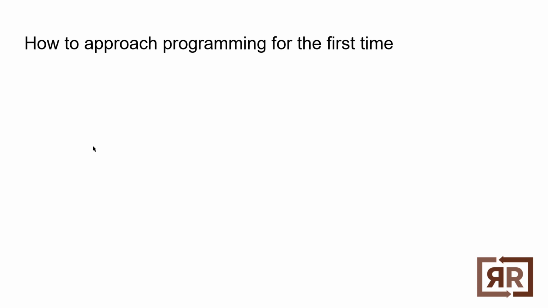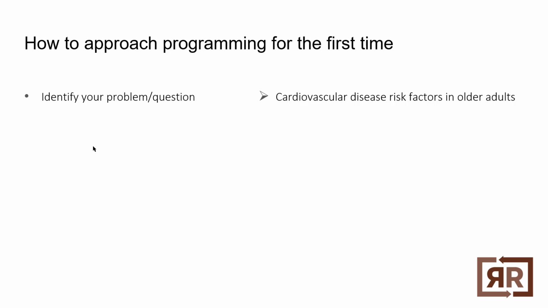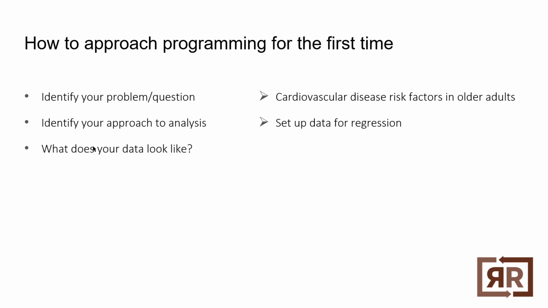So let's take a step back. For those of you who may never have programmed before or are very, very new to programming, let's break it down. The first thing you're going to want to do is identify the problem or question you may have that you want to use programming to solve. In our case, let's say you wanted to look at cardiovascular disease risk factors in older adults. Next, you would identify your approach to this analysis. Depending on what you want to do, for example, we want to set up data for running a regression.